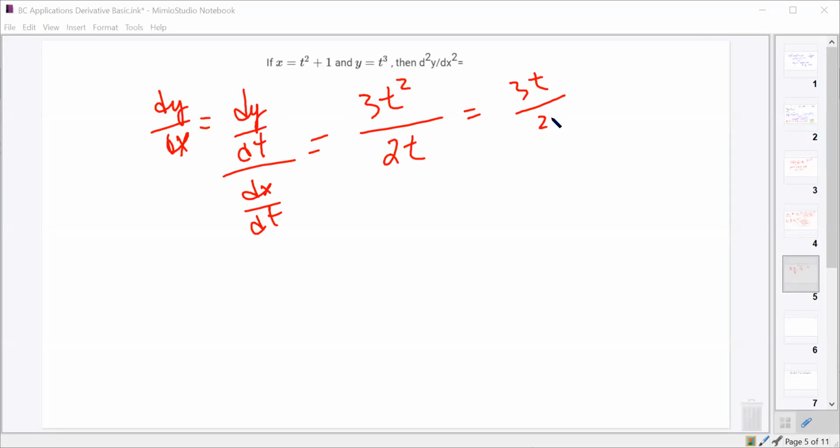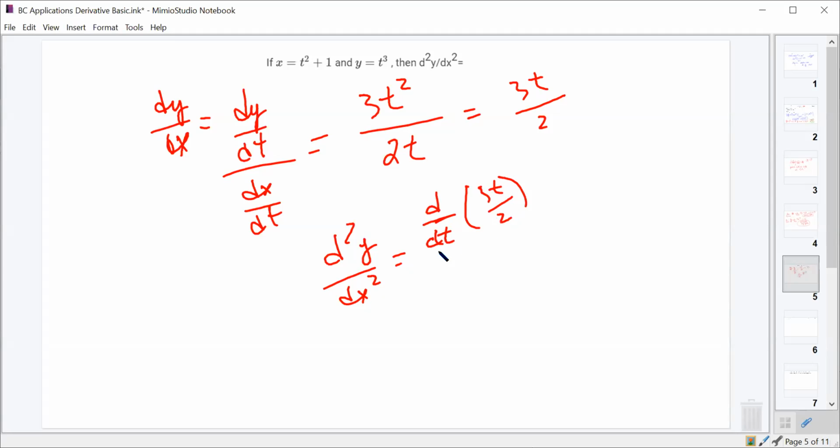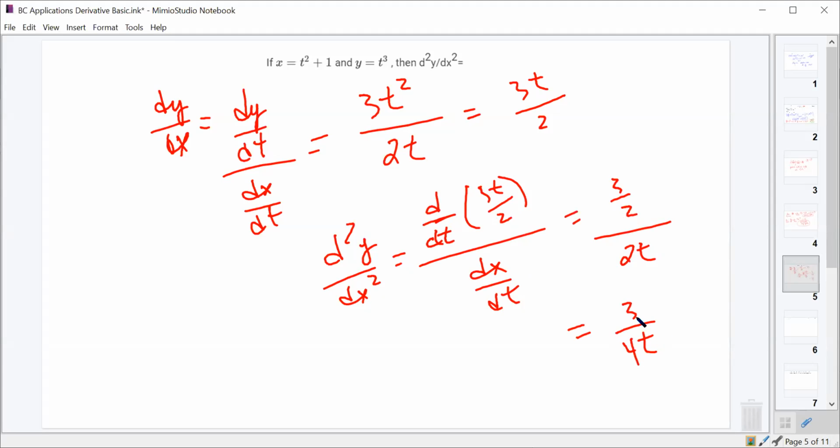And then we need to take the derivative of that and then divide it by dx/dt. So it's the derivative with respect to t of 3t over 2, over dx/dt. And so the derivative of 3t over 2 is just 3 halves, divided by our dx/dt, which is 2t, or 3 over 4t. Is that how you guys did it? Hopefully.